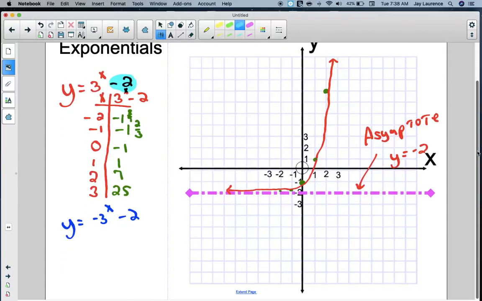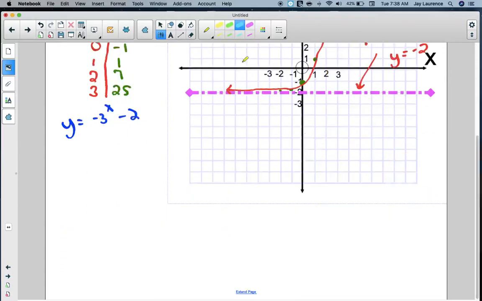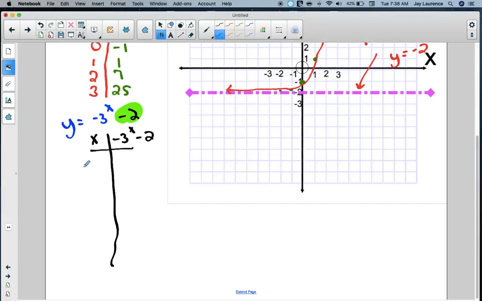Now, when I have this blue one here, it's going to have the same asymptote, y equals negative 2, because it's right there. But as many of you already realize, this negative on the base is going to change values. It's going to change things up a bit. So let's see how it's going to affect things. All right, so I'm going to have negative 3 to the power of x minus 2. And I'm going to put the same values in to see what happens.